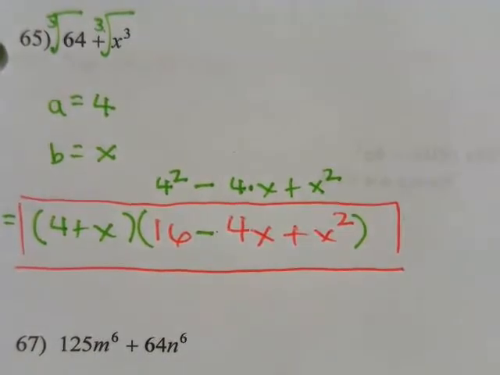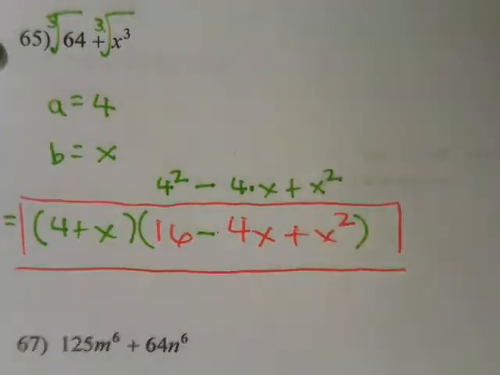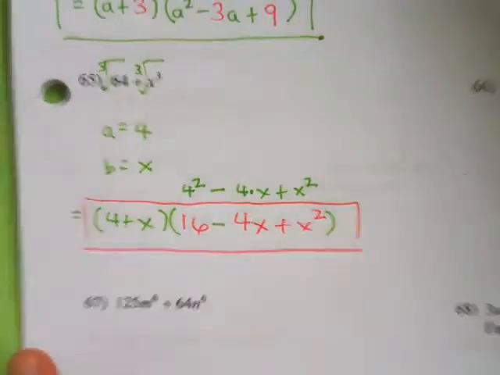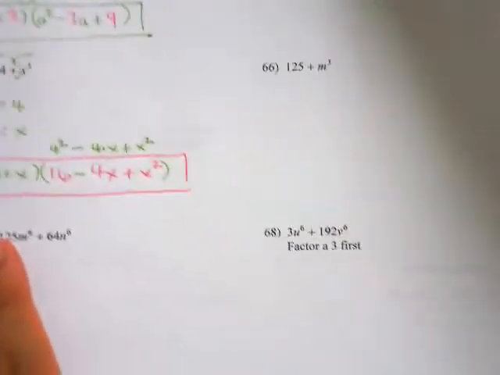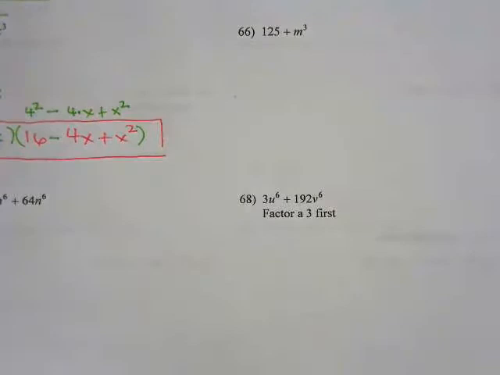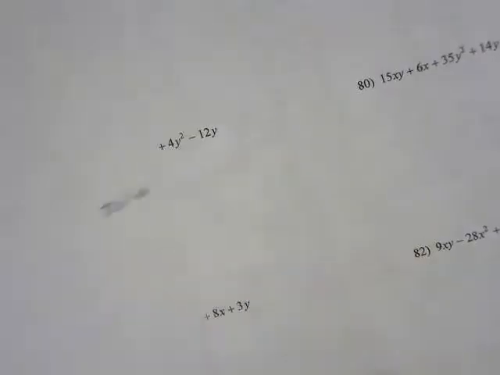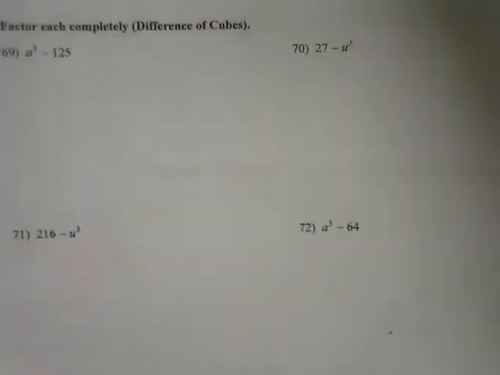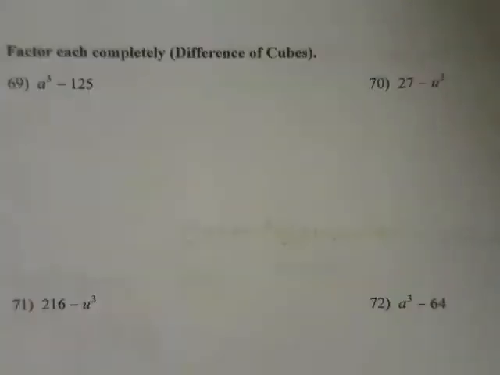Okay, hopefully that's a little bit simplified for you guys. So that's how you're going to do 63 and 65, and that's how you're going to do the rest of these problems up front. I did put some hints like 68, maybe you should factor out a 3 first, and then you could go and do the sum of cubes. Okay, let's jump on down to 69, differences of cubes.